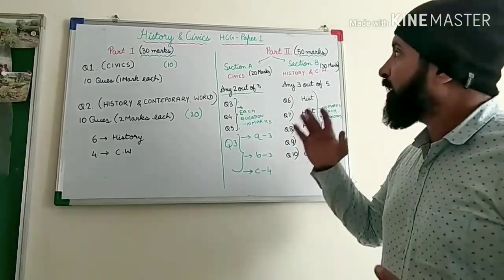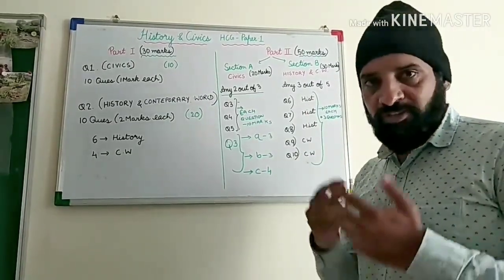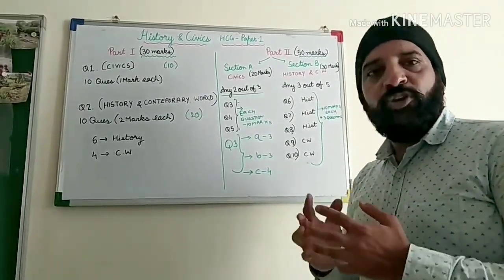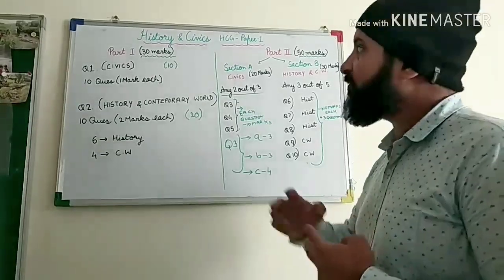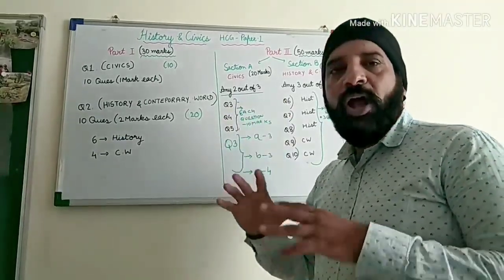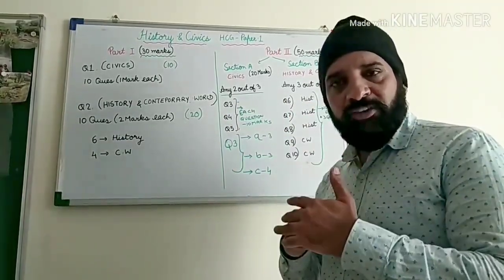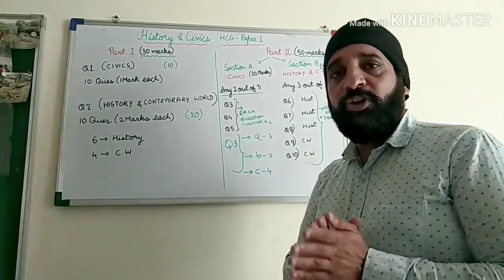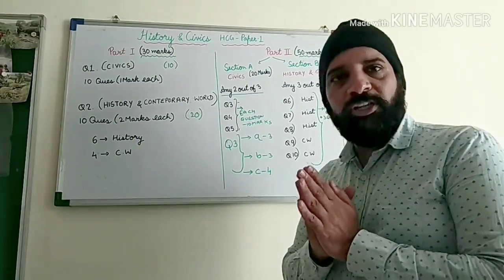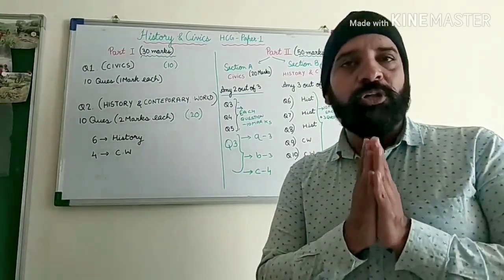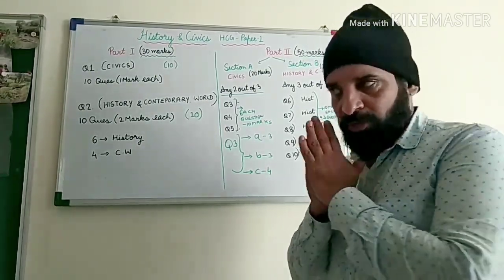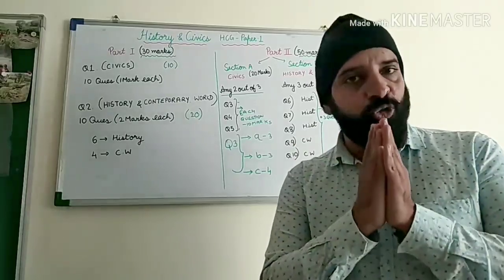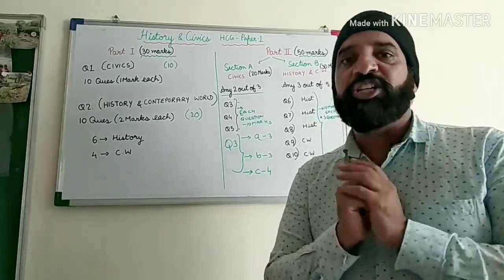Today we're going to talk about History and Civics Paper 1, which is your exam for tomorrow. This video we're going to divide into two parts. First part, we're going to talk about how the paper structure is and how the marks have been divided. The second part of this video is we're going to give you 9 very important tips so that you get more than 90% marks in your History and Civics Paper 1 if you follow these tips very diligently.